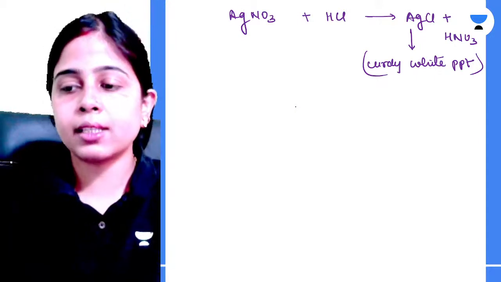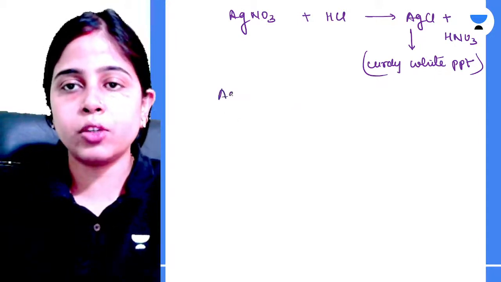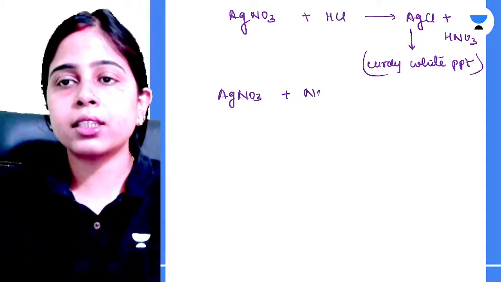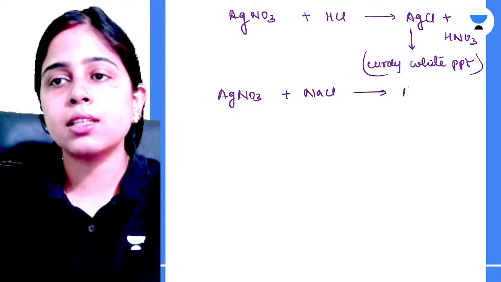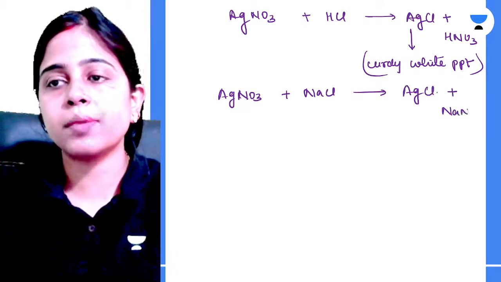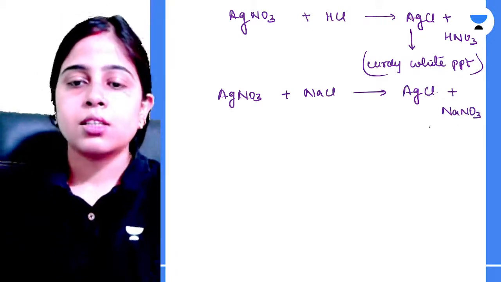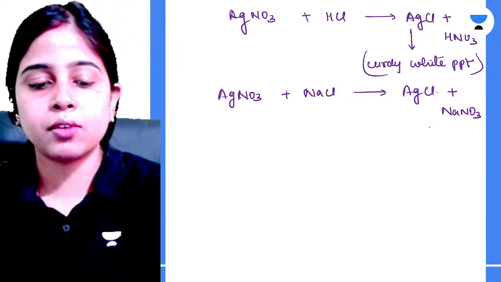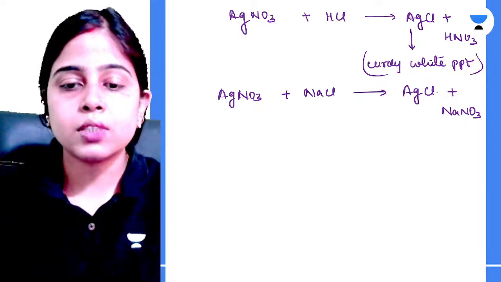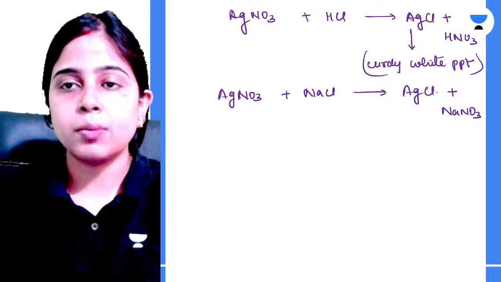So I hope it's clear. One more reaction I would like to show you in precipitation reaction. Silver nitrate reacting with sodium chloride produces silver chloride as a white precipitate and sodium nitrate as the solution. Clear? This remains in the aqueous solution. Clear? So this was an example of your precipitation reaction.